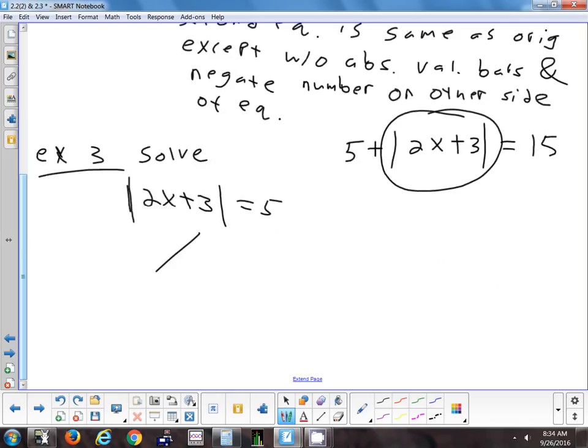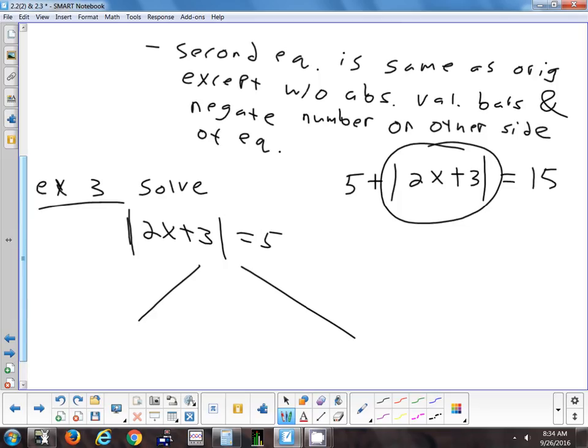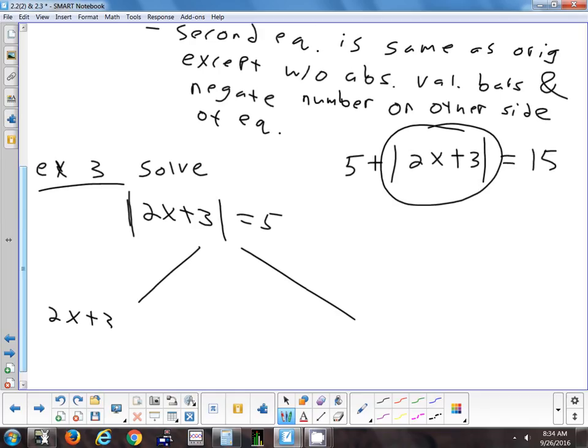All right, so now split it into two problems. Can somebody remind me how I get the first equation when I split it up? What's my first equation? Yeah, Quinn? It's the same thing without the absolute value bars. Yeah, it's the same thing, except just without the absolute value bars. Okay. Questions on that one?